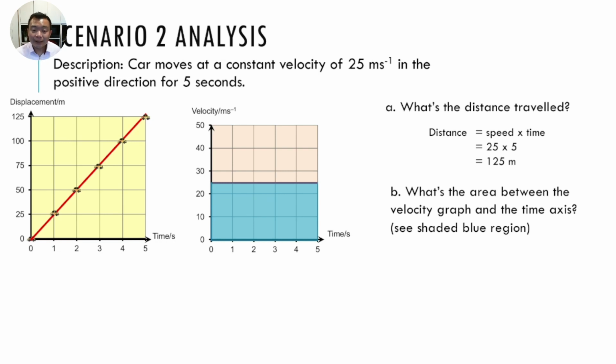Second question. If you just look at the velocity time graph, looking at the highlighted region, that is the area between the velocity graph and the time axis. Can you calculate this area? Again, 5 seconds to do so. You may pause the video if you need more time.